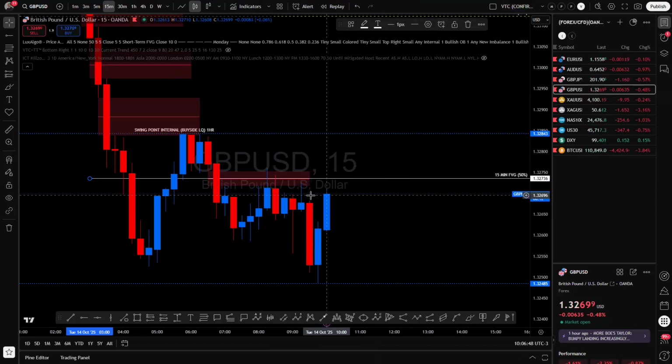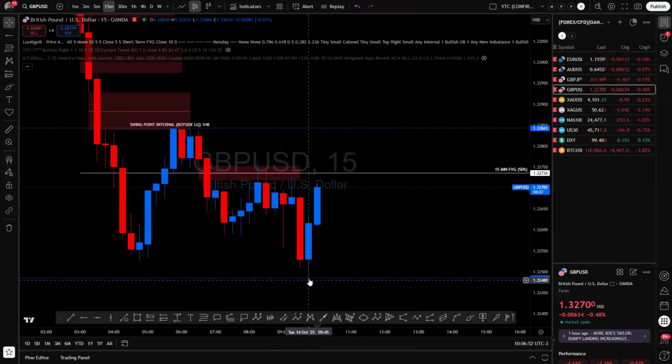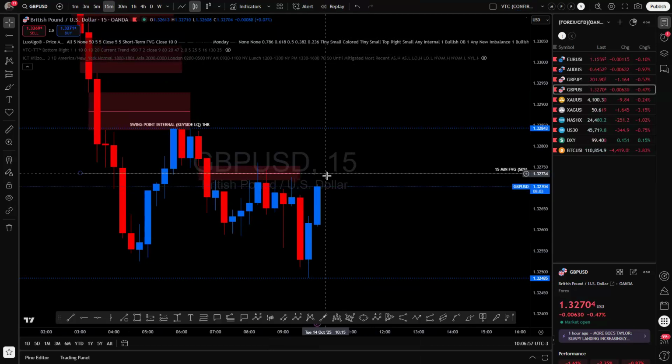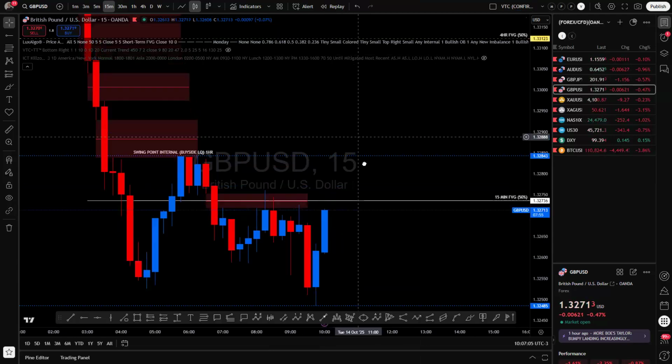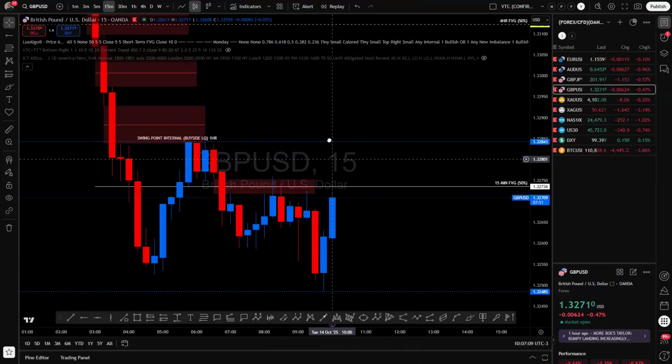So what I would want to see is a 3-bar pattern here. I would like to see a fair value gap close above this fair value gap and respect it. Then price may be willing to go all the way up to this 4-hour fair value gap.